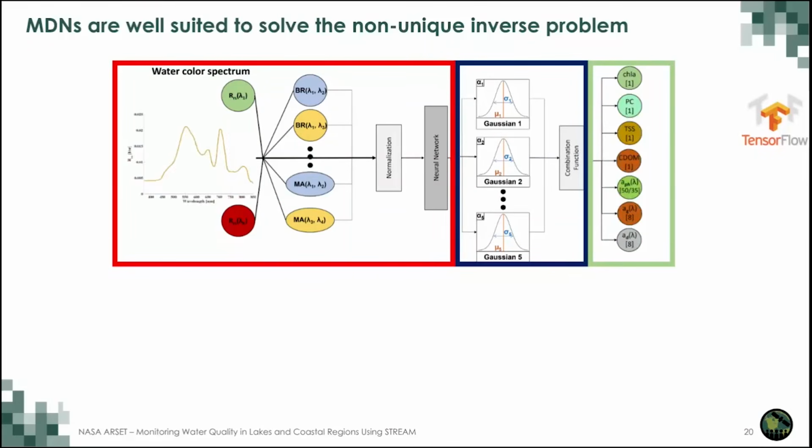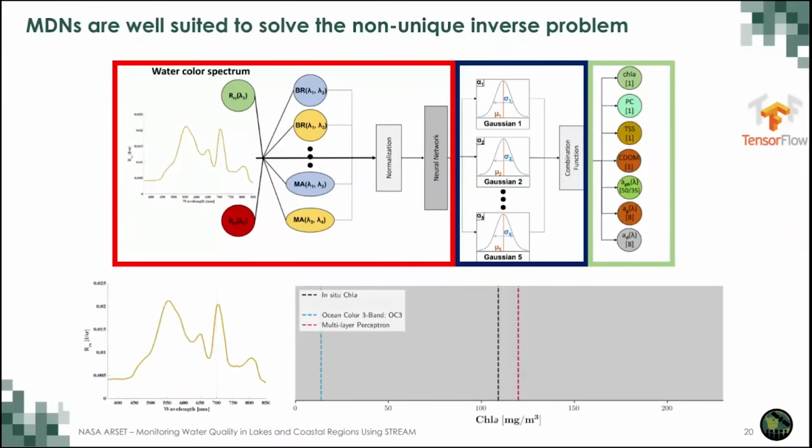So let's say we take a watercolor spectrum like the one shown in this graphic, and we run it through our mixture density network model. What does the output of Gaussians actually look like? So we take this water quality spectrum in. We have, let's say, a measured in situ chlorophyll A concentration shown as this black dashed line.